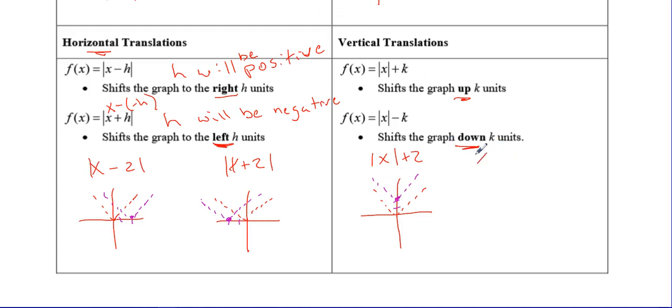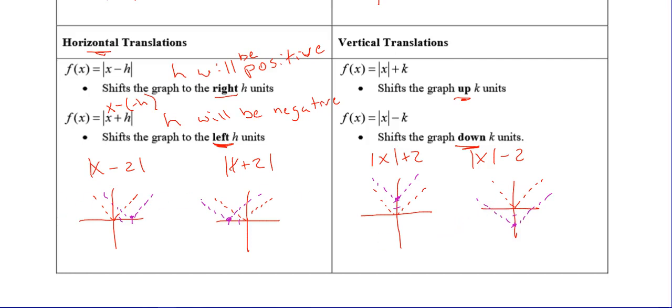And if it was absolute value of x minus 2, here would be my parent function. That would get shifted down 2. So there's my vertex. And my whole graph would now be below the parent function.